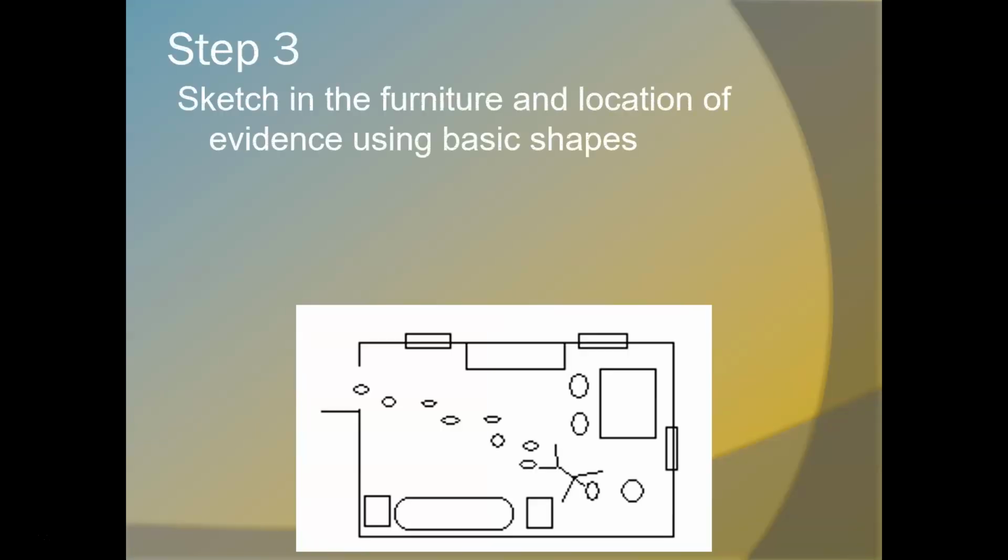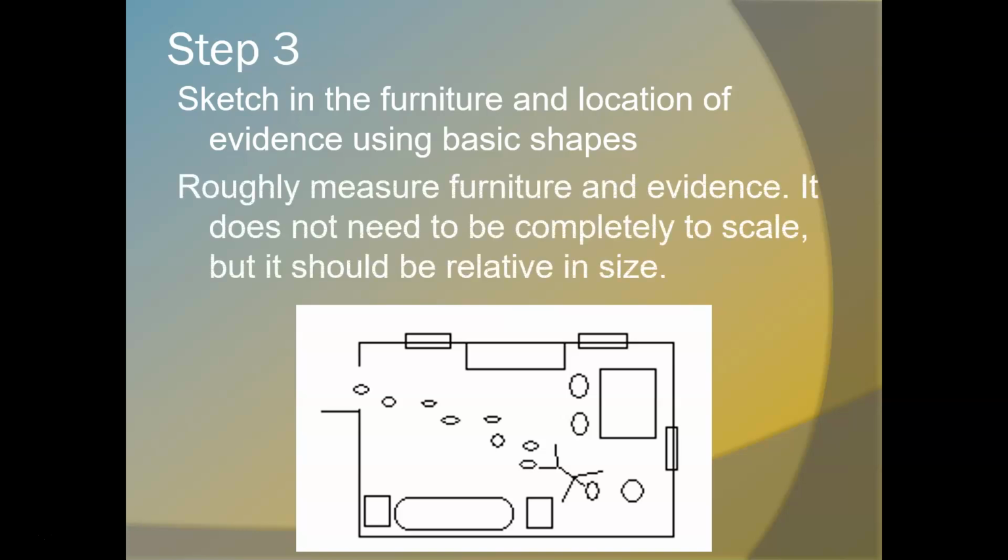For step 3, you're going to sketch in the furniture and the locations of evidence using basic shapes. So this is where you don't have to be an artist comes in. You can see there is a stick figure. I have some ovals, some rectangles, some squares, some circles, all of those basic shapes.